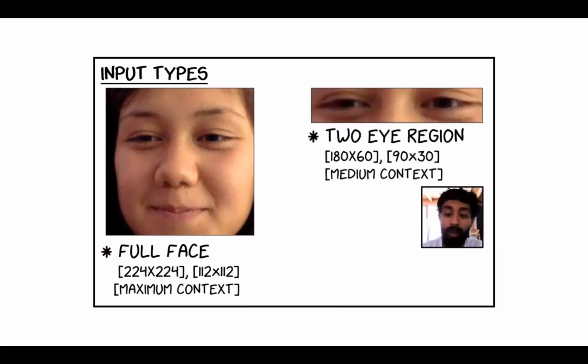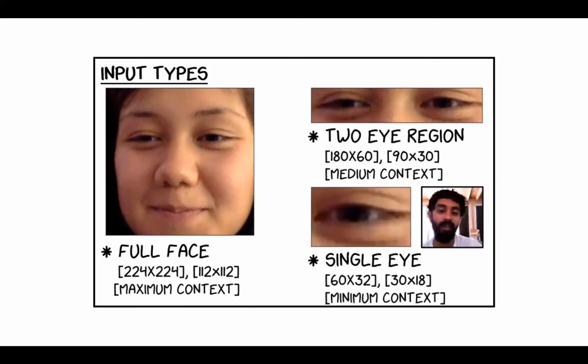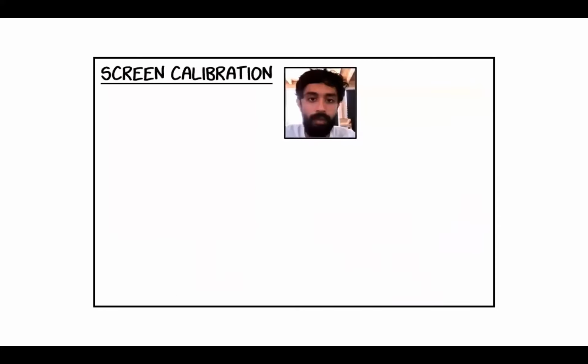In addition, we also tried a smaller region of just the 2 eyes together. This has a lot less context than the previous input type, but also the size is a lot smaller. Finally, to test the smallest case, we also tried it with a single eye in 2 different sizes. This has the least amount of contextual information that is absolutely necessary to predict gaze. After all, gaze depends on the appearance of the eyes.